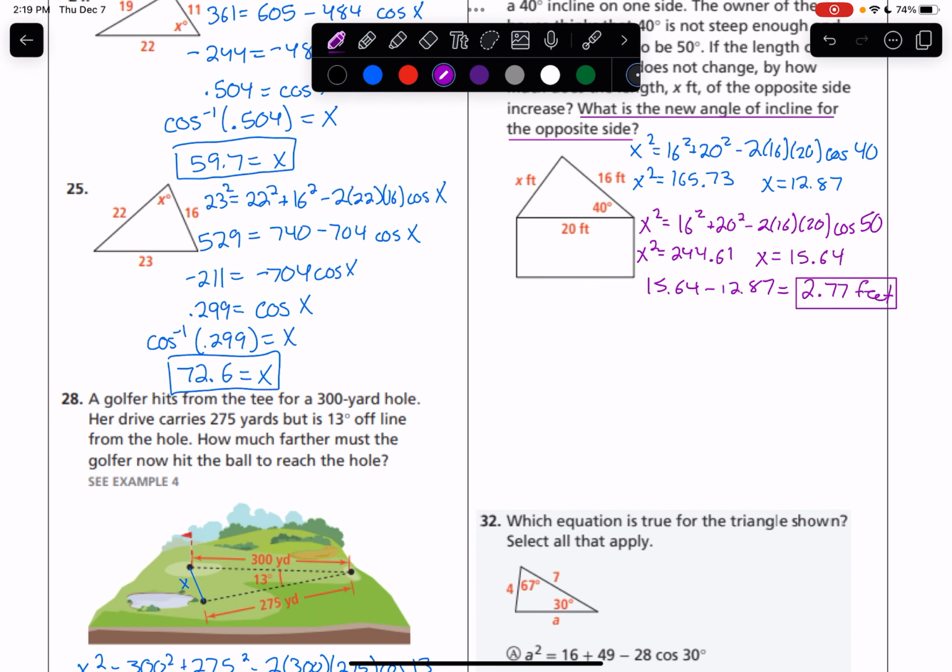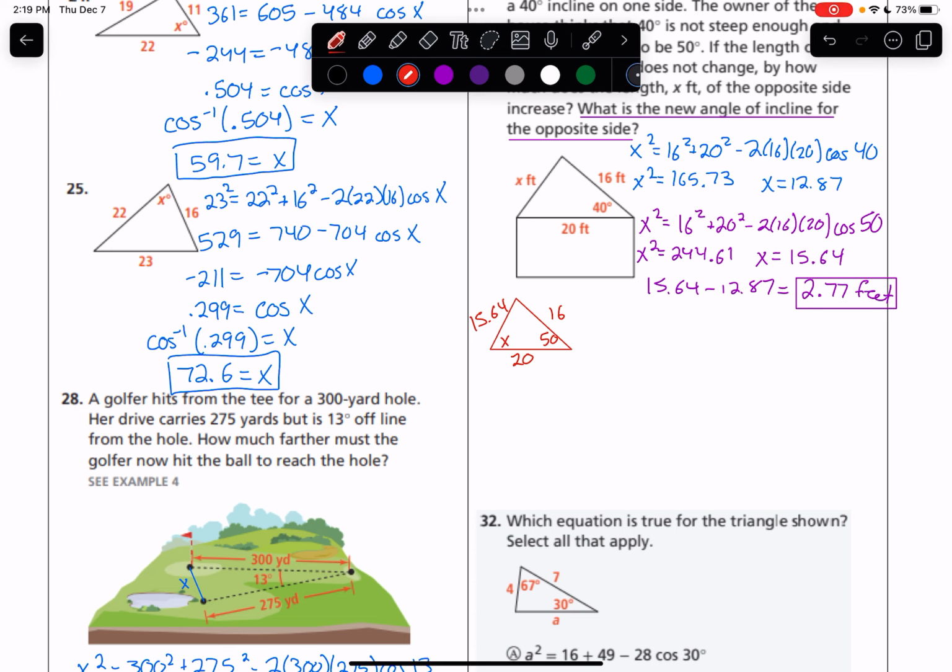Let's redraw that roof down here. We have not 2.77, sorry, we have 15.64 over here. We just calculated that. We still have 16 on this side and 20 on this side. And we have 50 that we know right there. And we're trying to find x, the other side angle of incline.